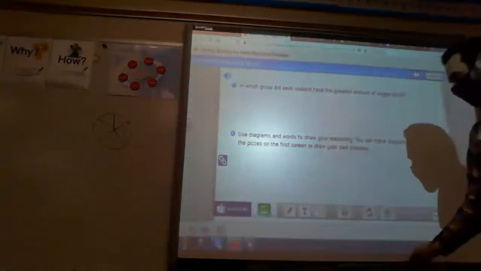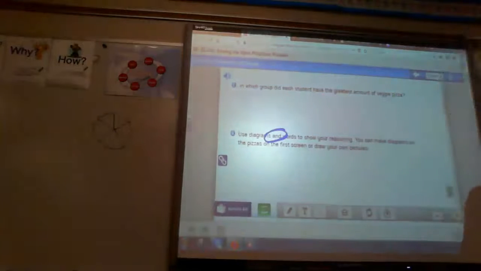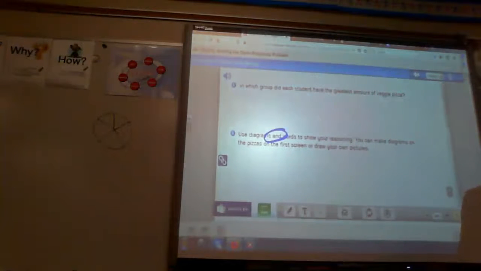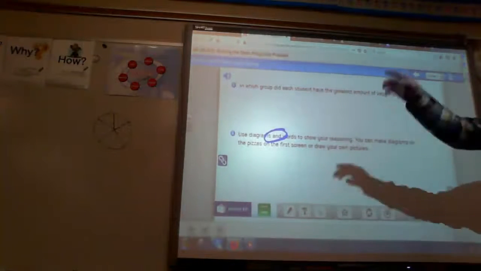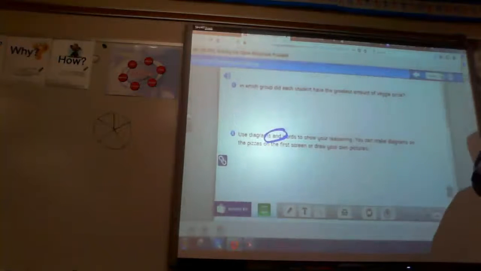Now, if it says diagrams and words, does that mean words are optional? No, you need to say the students at Wild Field Corn Maze, whatever, I don't remember all the names of the things they went to, got the most because, and explain. You need to have words, and it needs to be a sentence. Sentences have a subject and a predicate. They start with a capital letter, they end with a punctuation mark. You guys are good writers. I've seen you write. You guys can write sentences.